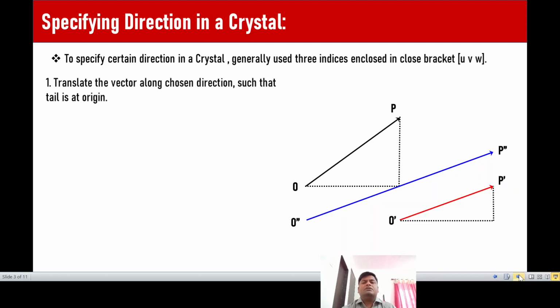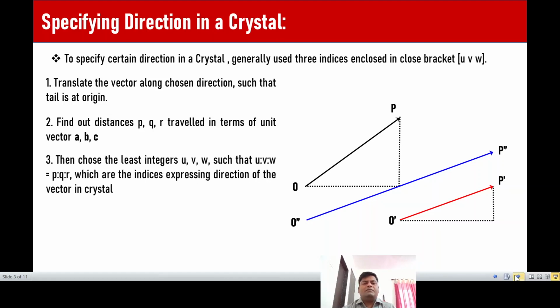Again, to find the direction in a crystal, we have to follow some steps. First of all, we have to find the translation vector along the chosen direction, such that the tail must be at the origin. Find the distances p, q, r traveled in terms of the unit translation vectors a, b, c. So p, q, r will be the distances traveled in terms of unit vectors a, b, c. After that, we have to choose the least integers from p, q, r.